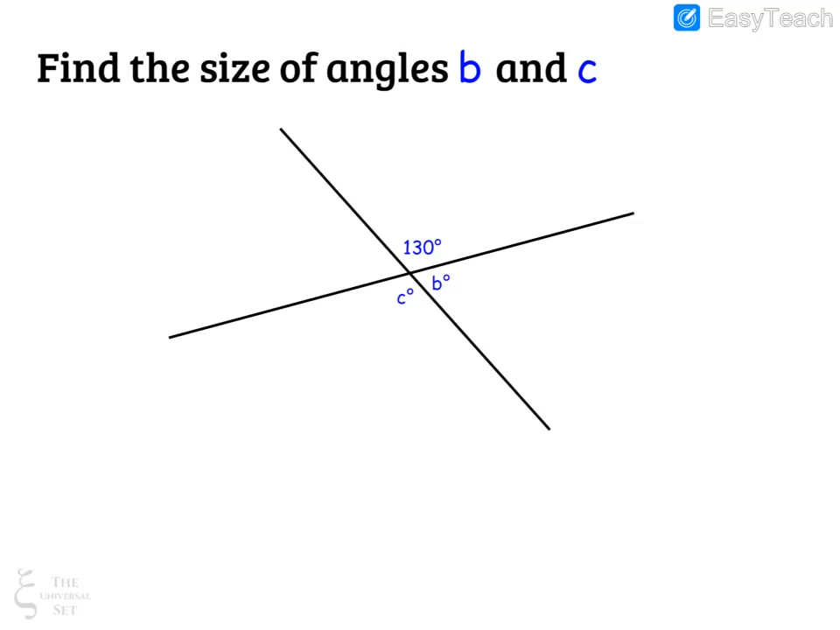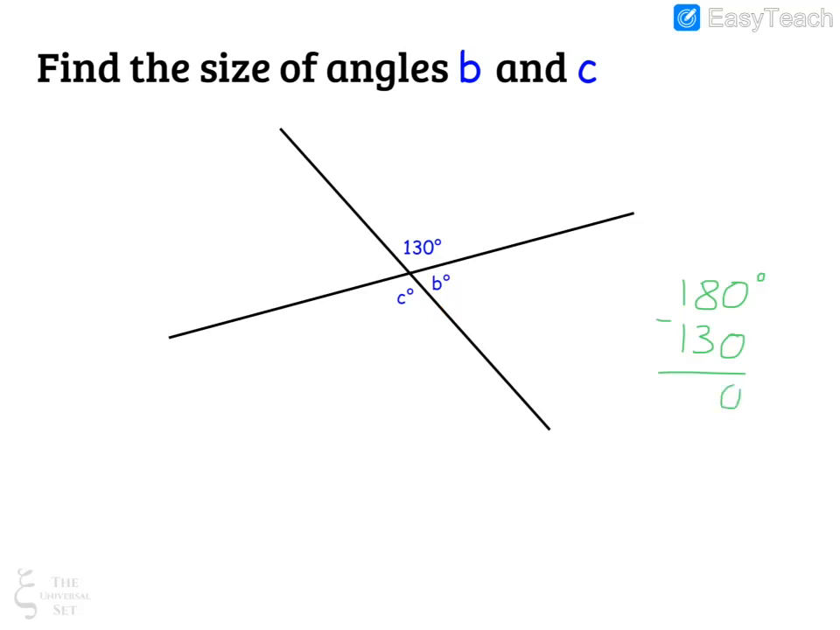This one, we're going to find the size of angles B and C. So we've seen a similar one to this, haven't we? These are both straight lines, so I can work out what this B has got to be, because if that's a straight line, it needs to be 180 degrees. And if I've got 130 degrees so far, what's that extra bit going to be? We can work it out by doing a subtraction.